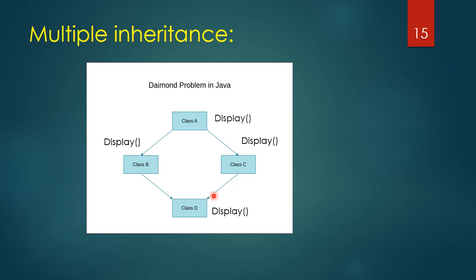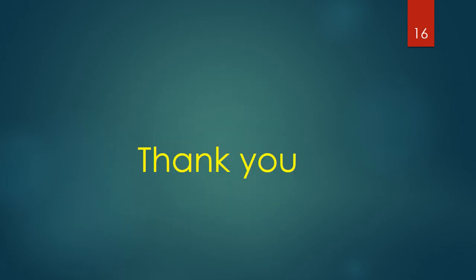So in this example, class D gets a display method from the B class as well as the C class. Then class D will be in confusion: which version of display is received, whether the B display version or the C display version. That confusion will be raised in class D. That is the reason why multiple inheritance is not possible using classes. You can learn more about multiple inheritance in detail at the time of inheritances. Here I am just giving you a simple idea why multiple inheritance is not possible by using classes. Thank you.